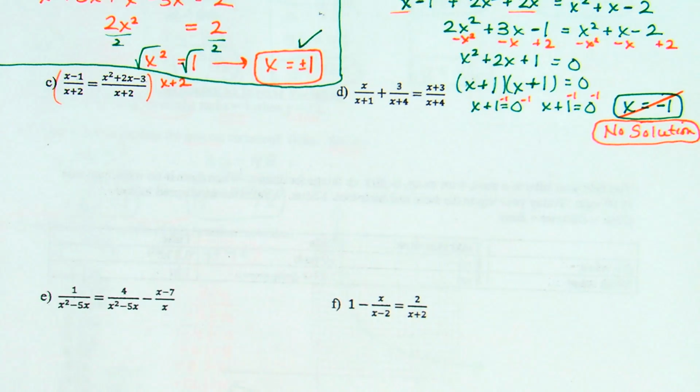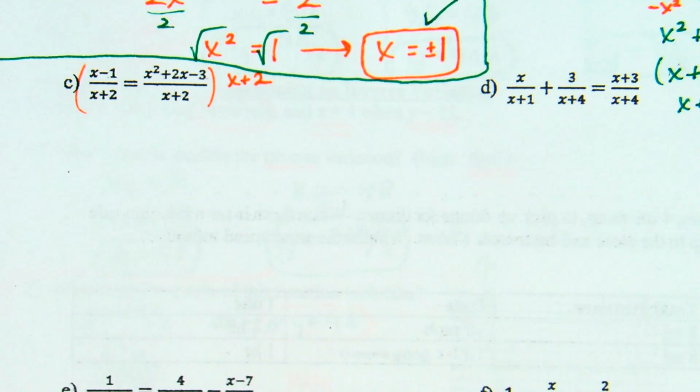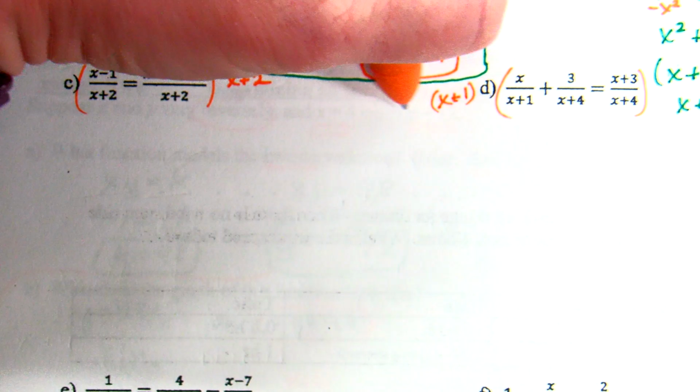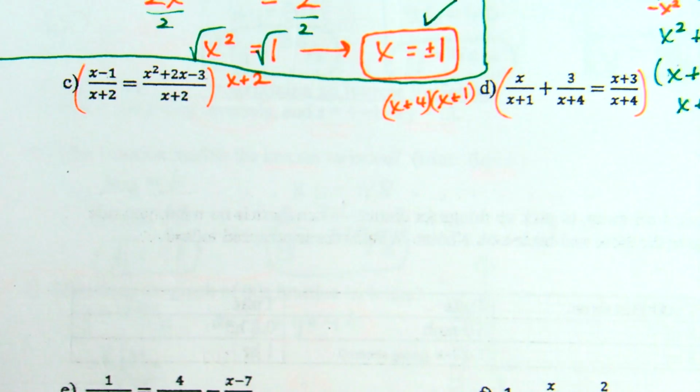Let's talk about D. If we were doing problem D, what would you multiply by? I don't have to factor anything? No, my denominators are already factored, aren't they? So we would multiply by x plus 1 and x plus 4.